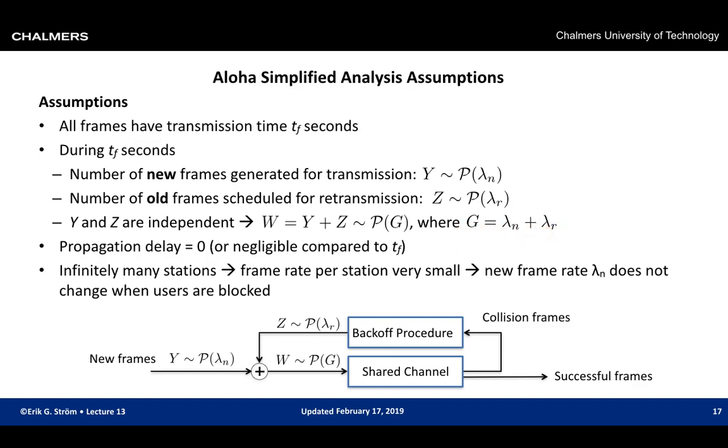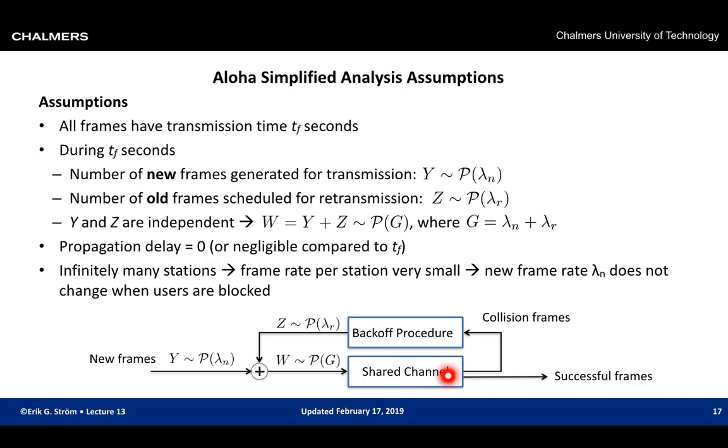Okay, so maybe a block diagram would be interesting here. We have entering into the system a number of new frames to be transmitted. These are generated in all the stations and are ready for being transmitted. They are transmitted immediately, right? So to the channel, all these Y new packets are sent. At the same time, there is a bunch of packets which have been sent previously but have been in backoff for some time, which is added to this. So the total number of frames we transmit during T_F seconds is W, consisting of new packets plus packets that are in backoff. And then these go over the shared channel.